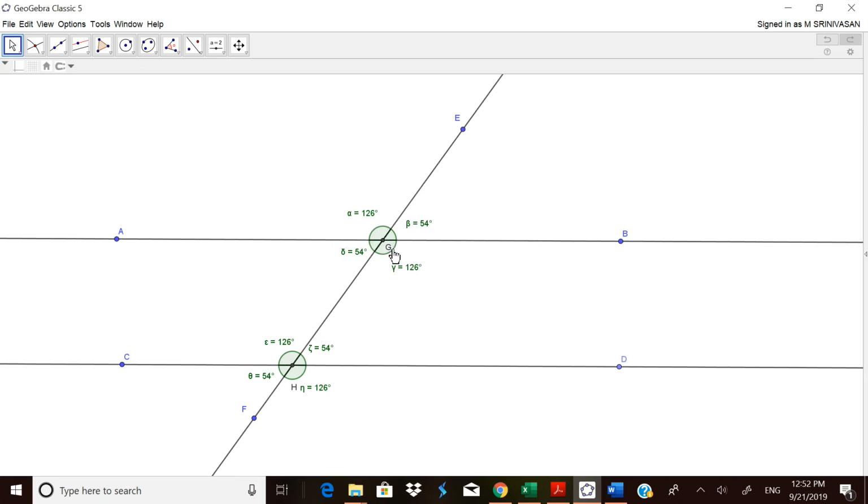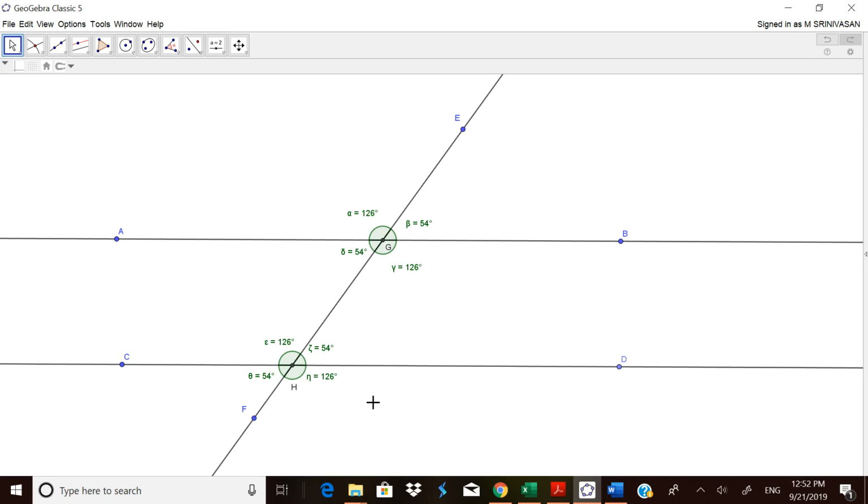EGB and the angle HGC. These two are 126. Similarly, 54, 54, 126, 126, 54 and 126, like that. So the corresponding angles are equal. Now they can see what the alternate interior angles are. Alternate interior. Now they can see here one angle is made at G, another angle is made at H, and they can tell that these two angles are 126 degrees, they are equal.